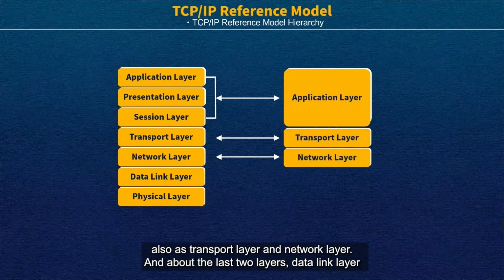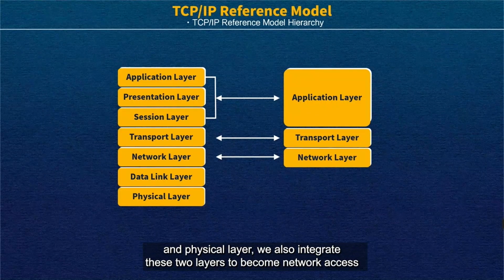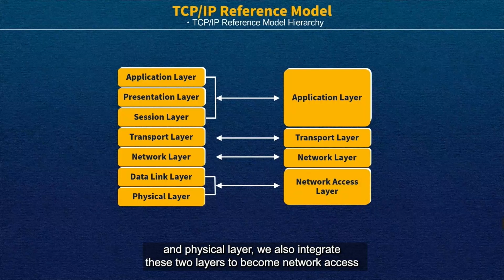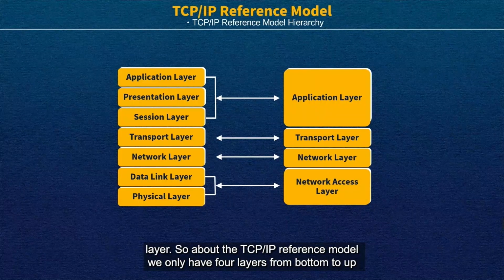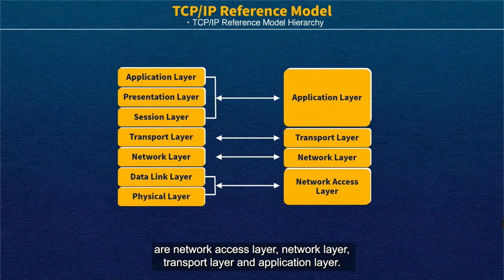Also, there are the transport layer and network layer. And for the last 2 layers, the data link layer and the physical layer, we also integrate these 2 layers to become the network access layer. So the TCP/IP reference model only has 4 layers. From bottom to top: network access layer, network layer, transport layer, and application layer.